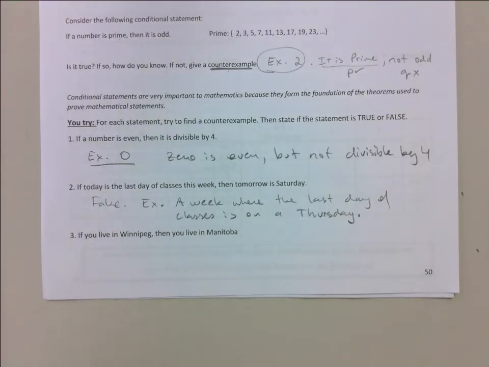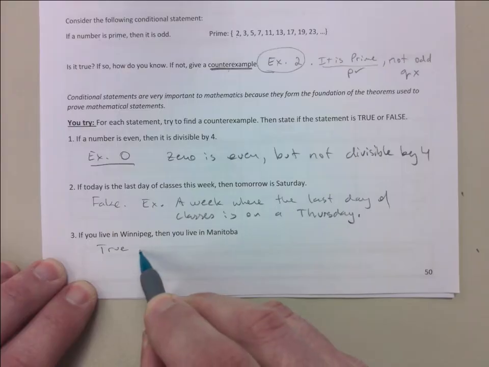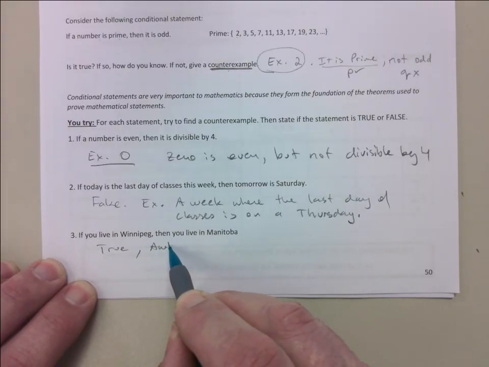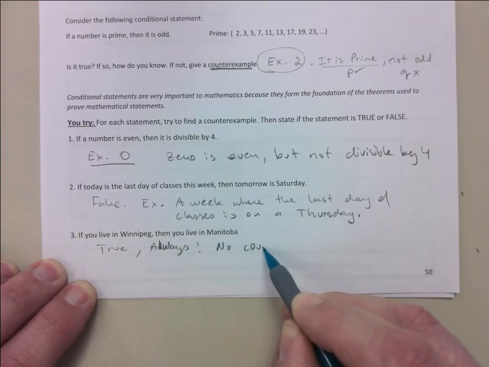So if you live in Winnipeg, then you live in Manitoba. Is that always true? Yeah. How about this one? If I live in Manitoba, then I live in Winnipeg. No, not always true, right? Example, Winkler. You live in Manitoba, you don't live in Winnipeg, right? So the first one is true. Always. No counterexample.